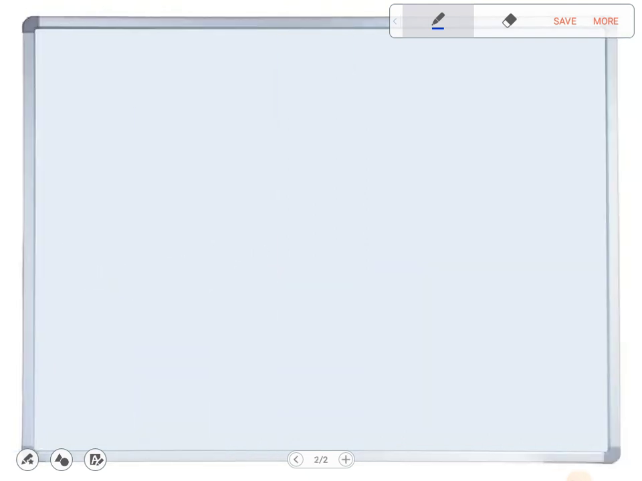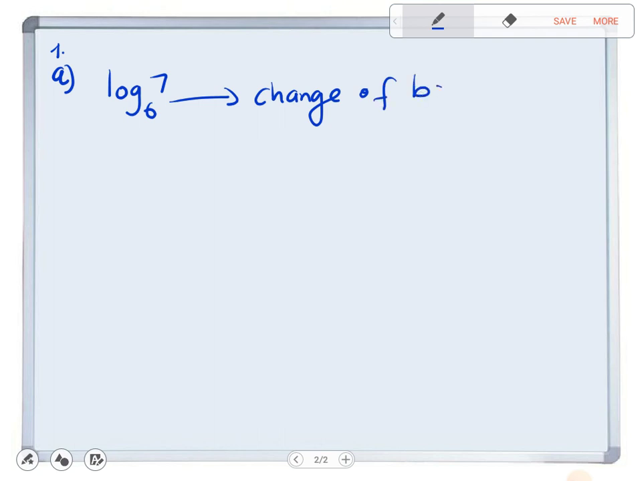So, number one, A. We are evaluating, not showing, this one. How do you evaluate? Well, look at this. It's not easy to express it in basic logarithms. So what we do, we are going to apply what we call the change of base formula.